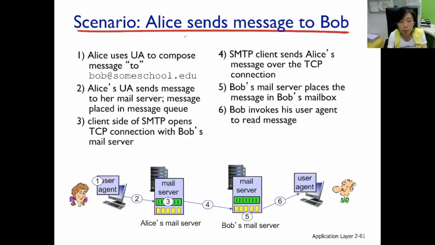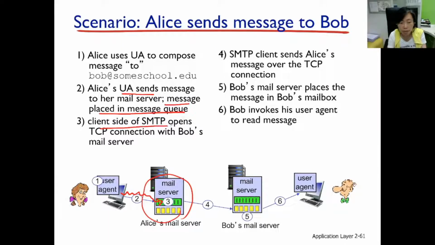Now let's put all 3 major components together and let me illustrate with a concrete scenario. Alice here is sending an email to Bob over there. Alice will need to start the user agent first to compose an email. In the email, she will need to specify the receiver. Then the user agent will send the email to the message queue in the local mail server. So that is step 2, the email going to the message queue.